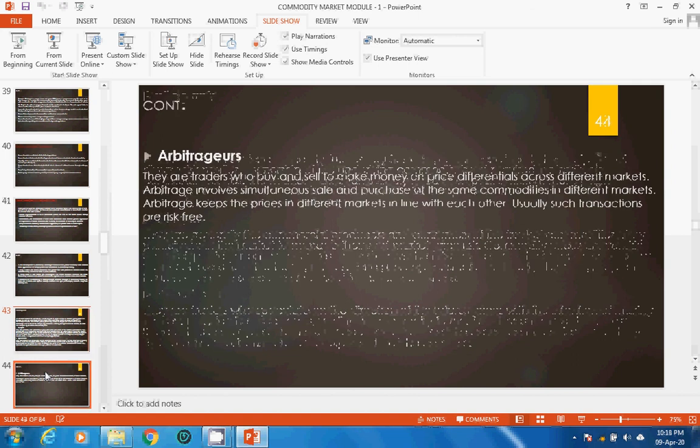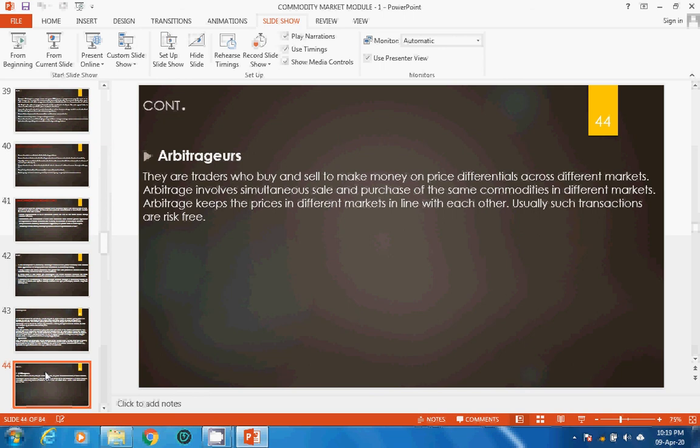Arbitrageurs are traders who buy and sell to make money on price differentials across different markets. Arbitrage involves simultaneous sale and purchase of the same commodities in different markets to make profit. So therefore, arbitrageurs keep the prices in different markets aligned in order to make profits. Usually, such transactions are risk-free. In one market, they purchase the commodities where the price is lower, and sell them in another market, earning profit from the difference between the prices in different markets.